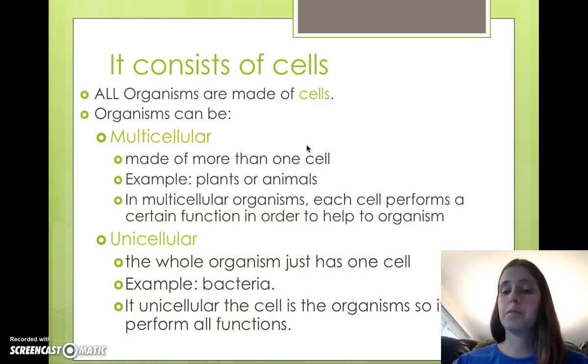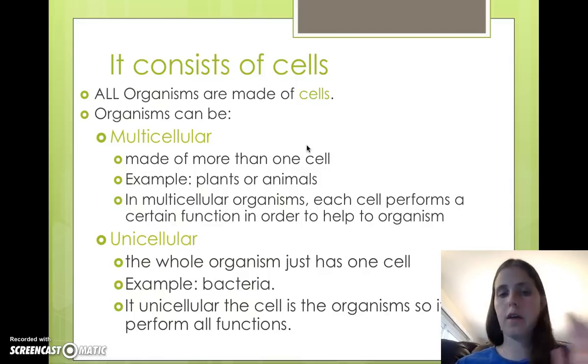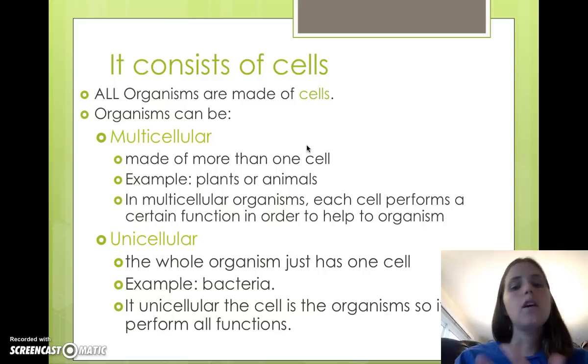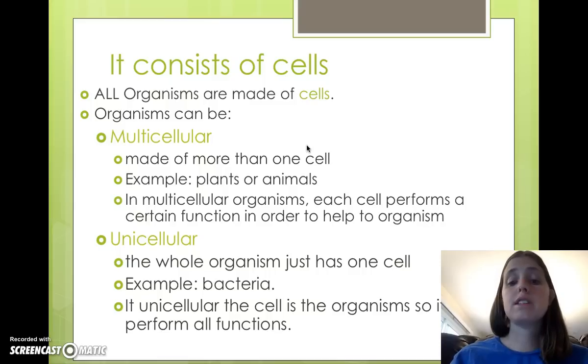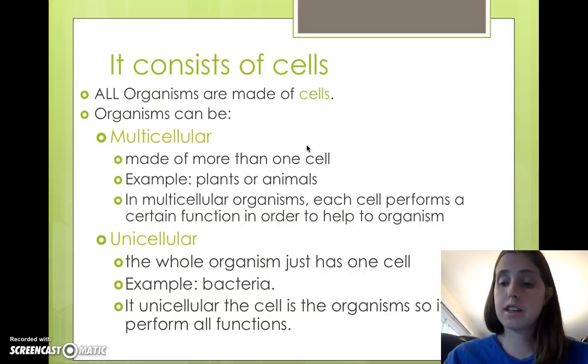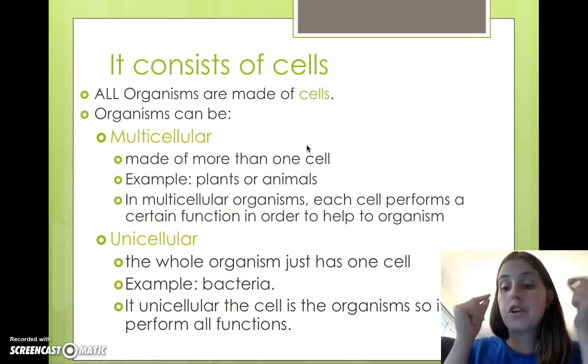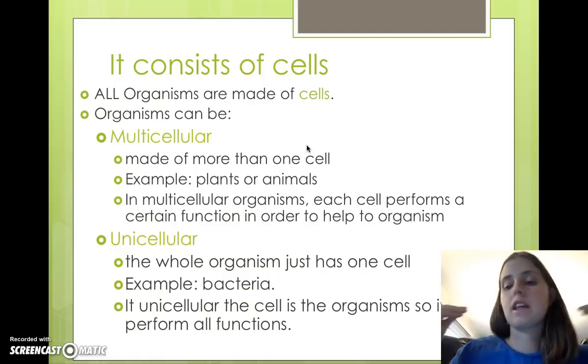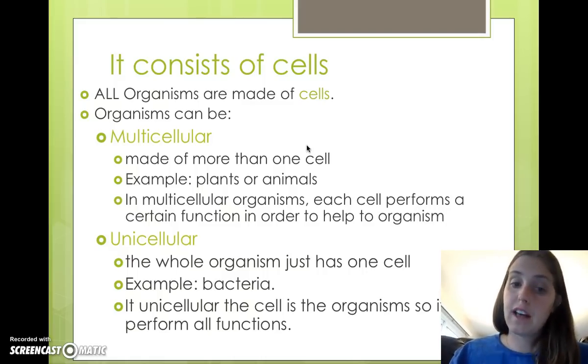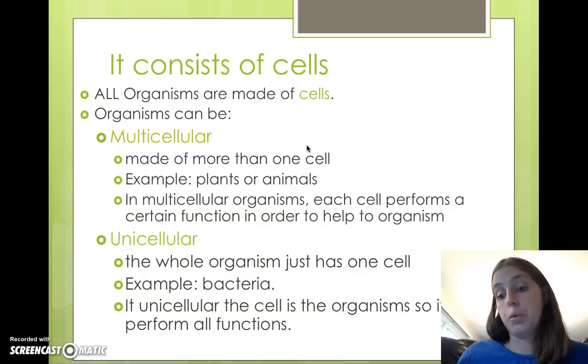So all organisms are made of cells. Organisms can either be multicellular or they can be unicellular. If they're multicellular, that means they're made of more than one cell. Examples would be us, humans, or plants or animals. In multicellular organisms, each cell performs certain functions. So you have lung cells, and your lung cells help you breathe. And you have heart cells, and your heart cells help your heart beat. And you have skin cells, and that covers your body. And you have cells in your eyeball that help you see. And you have brain cells that help you think.